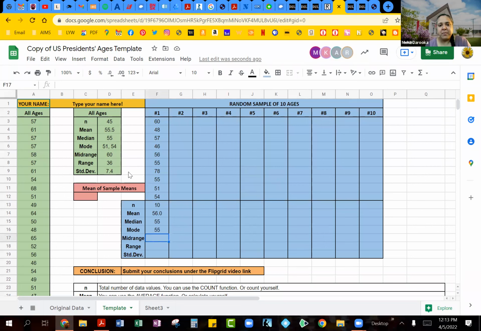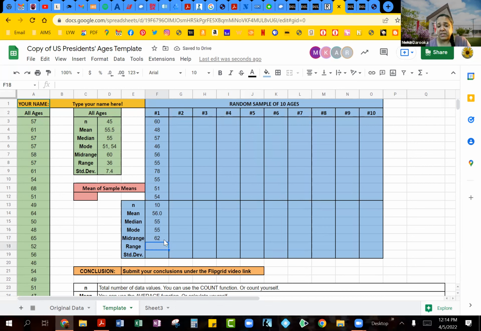Then your mid-range. Now remember, for your mid-range, we have to put our own formula in. So for mid-range, you will do the max function, which will go from F3 to F12, minus the minimum function, again F3 to F12. Sorry, I did minus, that should be plus. So this will be adding our lowest and highest data values. And then remember, you divide that by 2 to calculate your mid-range.